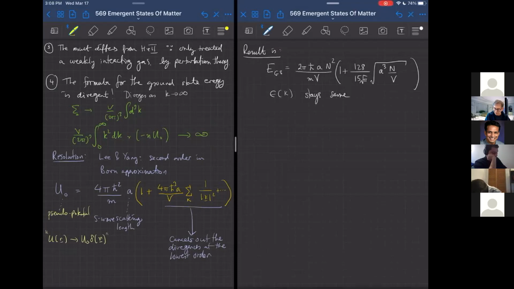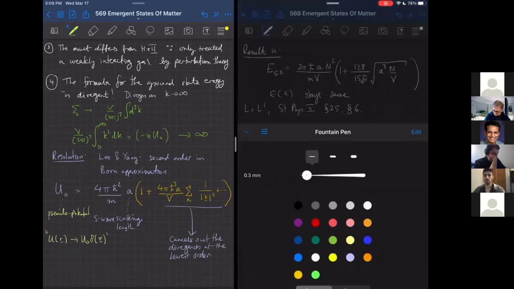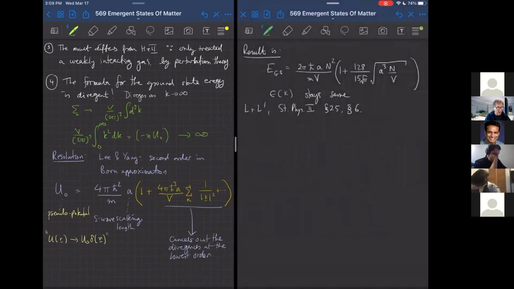And if you want to know where all this comes from, look in Landau and Lifshitz, Statistical Physics, volume 2, section 25 and section 6. Okay, and it's not for the faint-hearted. All right, so we can solve those technical problems. So now let's talk a bit more about the validity of the theory.